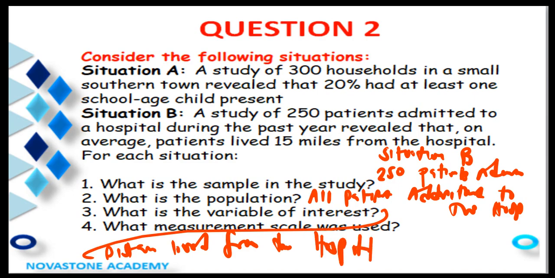Then what measurement scale was used? Now distance, you can have a distance of 0, right? Although distance might not be 0 in this case, yes, you can have a distance of 0. The fact that the distance has a true 0, whether it's in miles, means you're going to use a ratio scale.